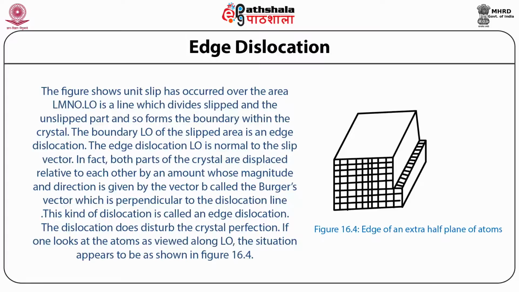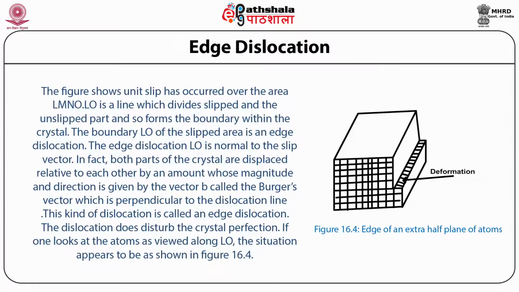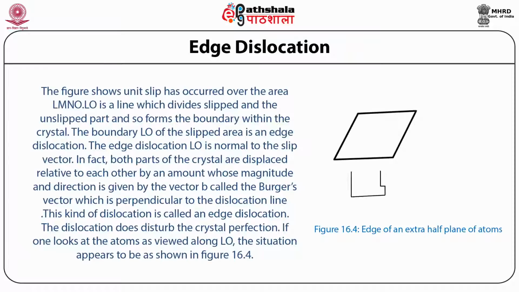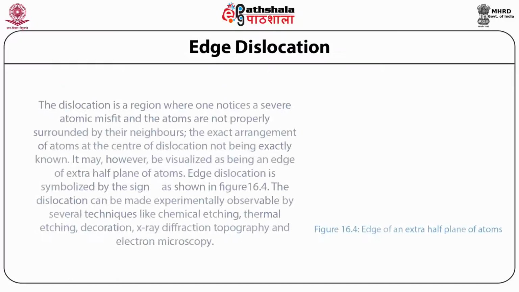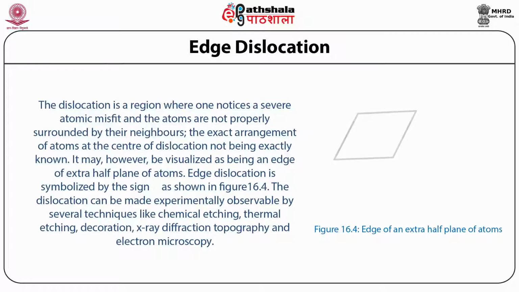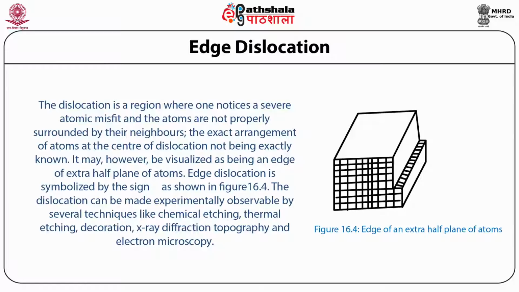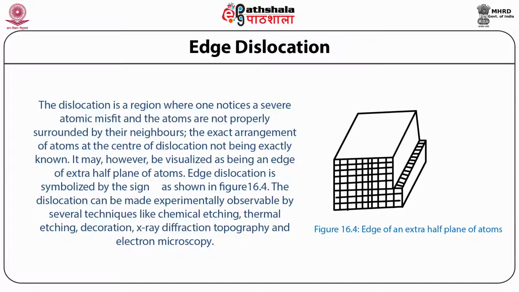This kind of dislocation is called an edge dislocation. The dislocation does disturb the crystal perfection. If one looks at the atoms as viewed along LO, the situation appears to be as shown in figure 16.4. The dislocation is a region where one notices a severe atomic misfit and the atoms are not properly surrounded by their neighbors. The exact arrangement of atoms at the center of dislocation not being exactly known.